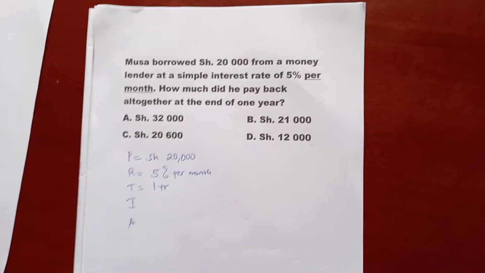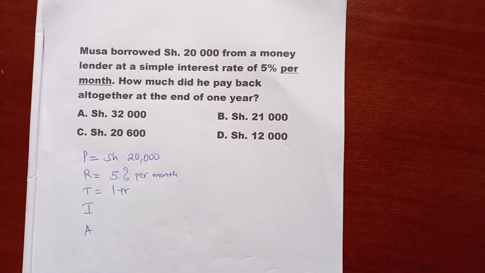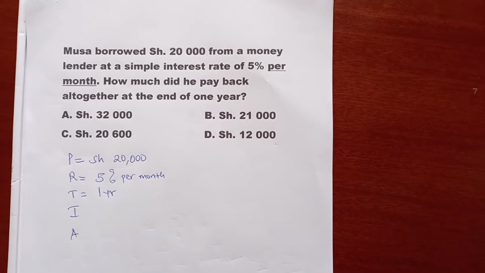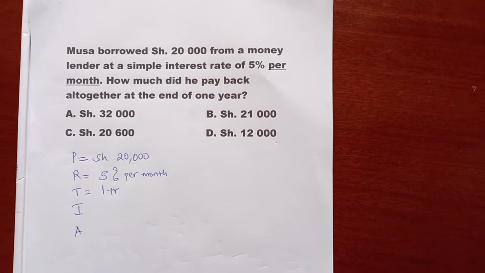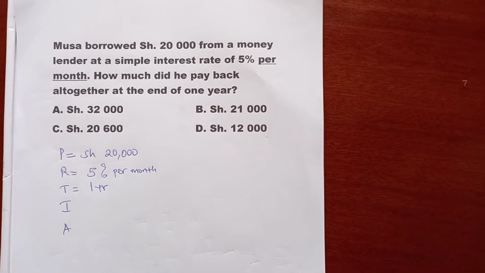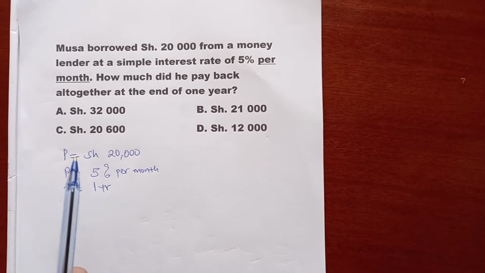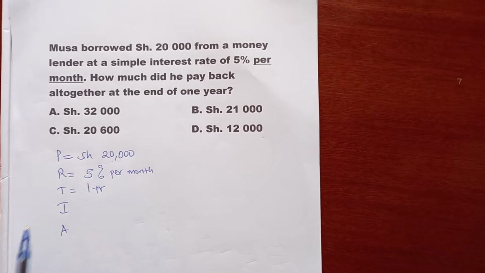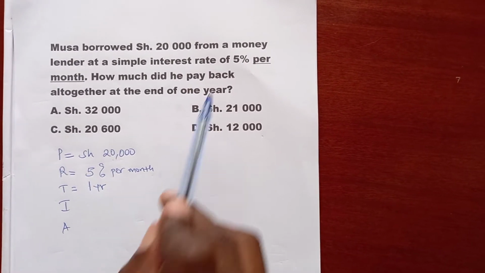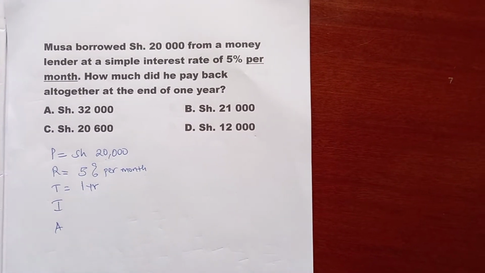Our next question reads, Musa borrowed shillings 20,000 from a money lender at a simple interest rate of 5% per month. How much did he pay back altogether at the end of 1 year? Learners, first of all, you are told the principal, 20,000. Rate, 5% per month. Time, 1 year.